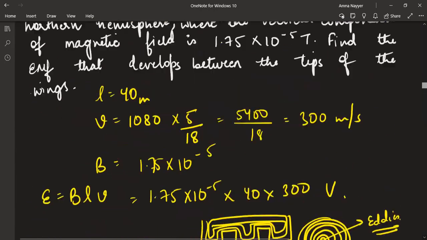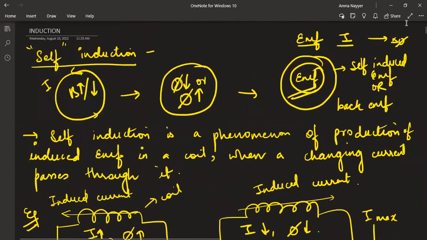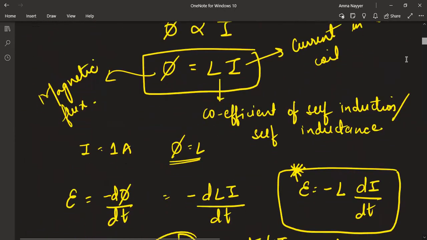All right. Eddy current is not a part of your syllabus. You don't have to do eddy current. Last topic from EMI is induction. So you have self-induction and mutual induction. So self-induction is when the EMF, which you call as back EMF or the induced EMF, occurs in the same coil in which the magnetic flux increases or decreases. If in one coil magnetic flux increases or decreases and EMF is induced in another coil, you call it as mutual induction.